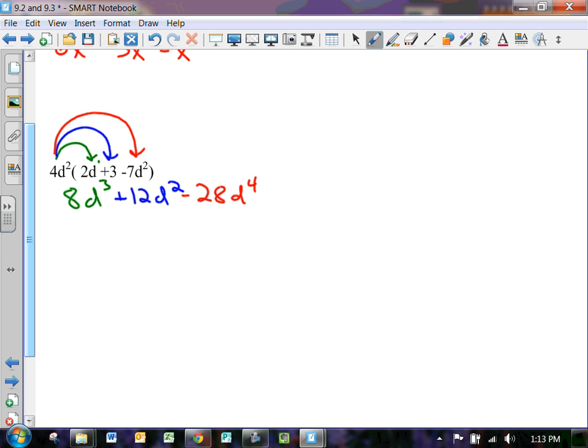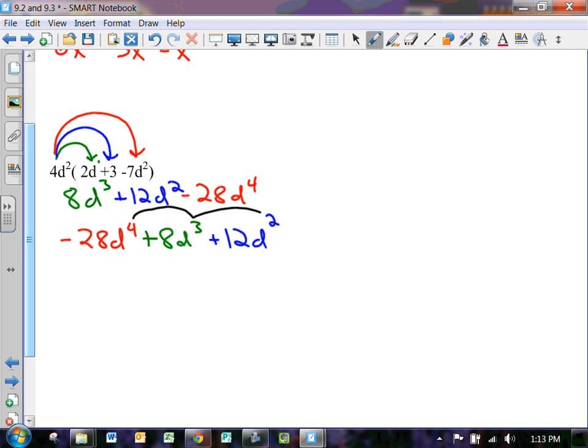One last thing to do. Just like in fractions you always have to reduce your fraction as much as possible, when you're working with binomials and polynomials, one thing you need to do is always order them correctly. Ordering them involves making sure you go from the biggest exponent, in this case d to the fourth, to your smallest exponent, which is d to the second. Remember, the signs travel with them, so in this case we're going to get negative 28d to the fourth, plus 8d to the third, because that's positive, and lastly a plus 12d squared. So they're going in descending order: d to the fourth, d to the third, d to the second.